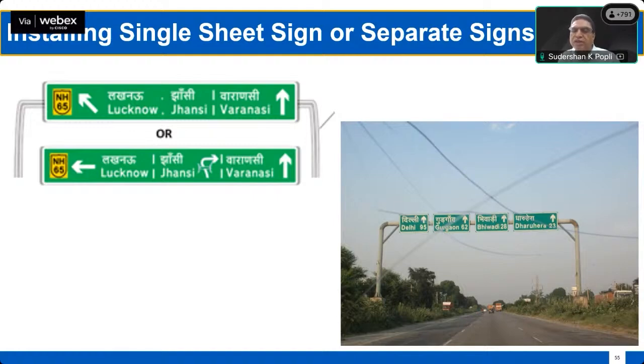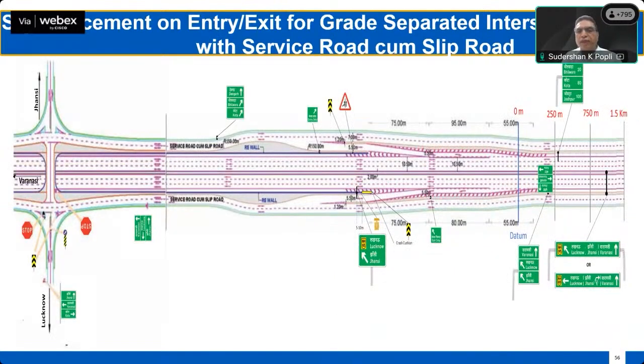The number of joints will be less because the sheet size is ultimately 1.2 meter only. And in addition, in case of damage to a sign, you need not replace the full sign; you have to replace only that particular sign which is damaged. So in case of entry exit, how to place the reassurance sign is also given.